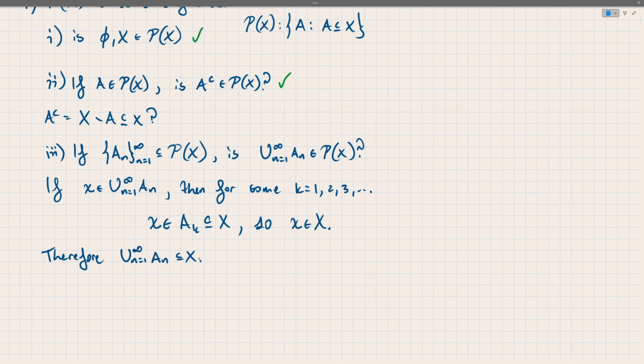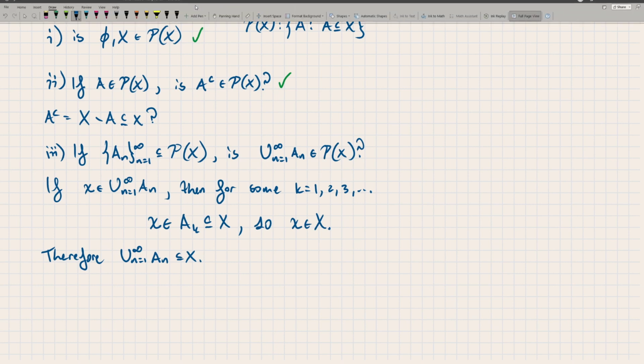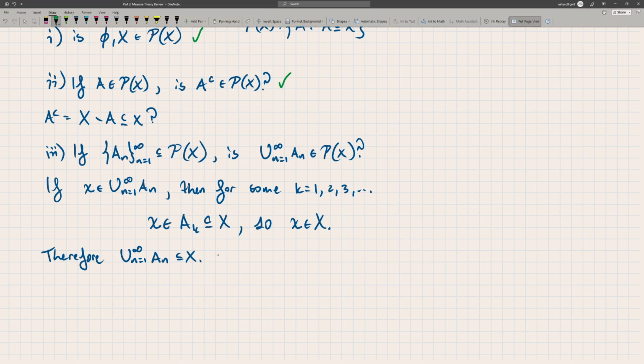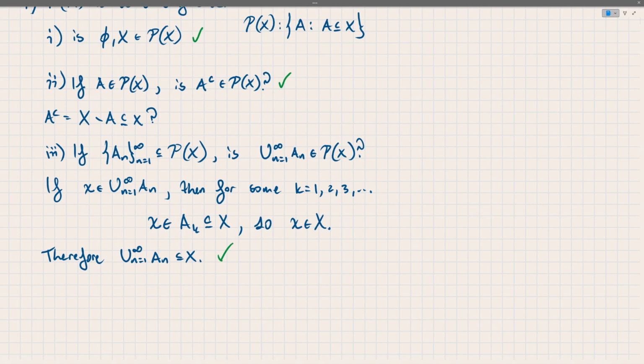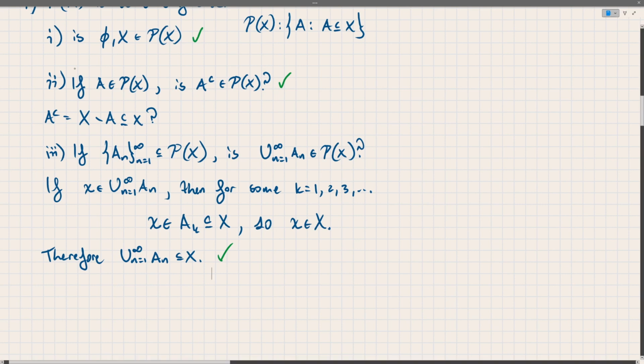And because it's a subset of X, it's necessarily an element of the power set. So therefore, we get the third condition. So this is the easiest example of a sigma algebra. Given any set, the power set of that set is necessarily a sigma algebra over that set. This is also the largest sigma algebra you can have over a set.